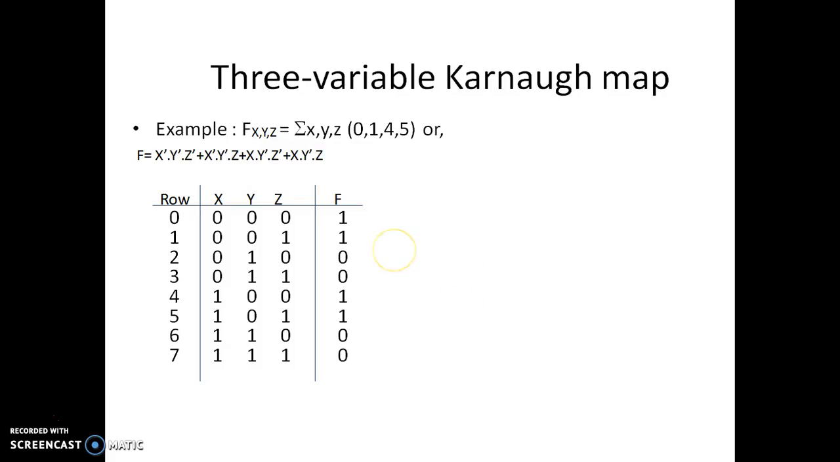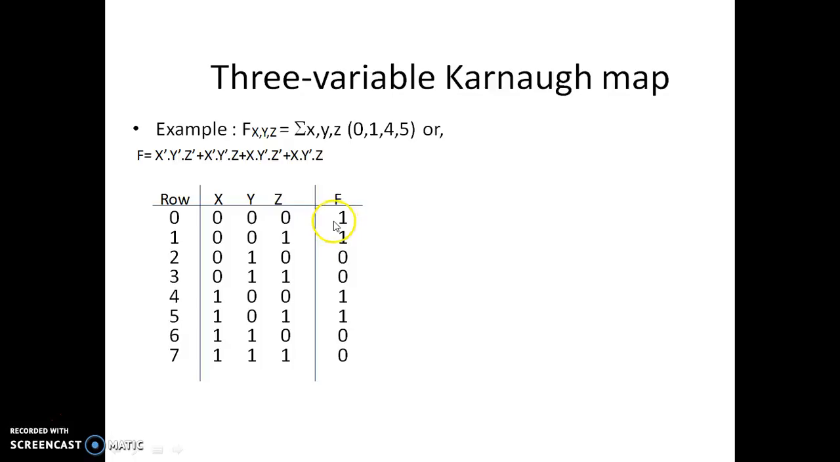So consider this example. We have to simplify the given condition. So the first step is to draw the truth table. So this is the truth table of the three variable K-map. If it is a three variable K-map, the possible combinations are 0 to 7, that means total 8. So from 0 to 7, this is the binary representation, and this f is the output, which is based on the given condition. The condition says that it will produce a 1 at the positions 0, 1, 4 and 5. So here is the output.